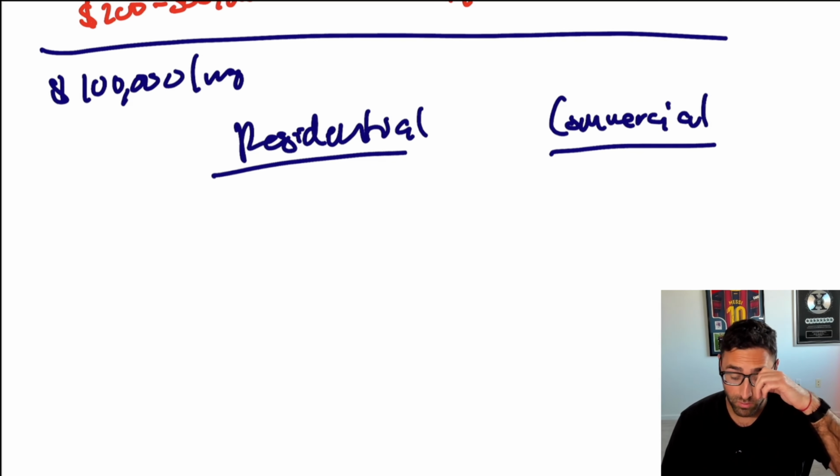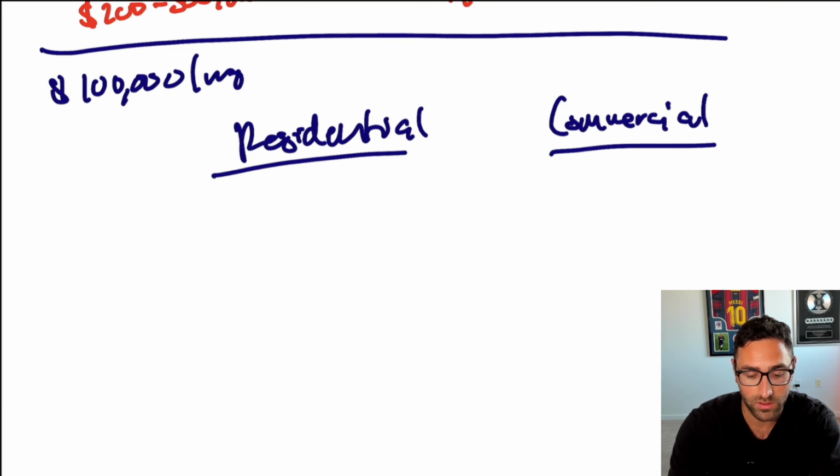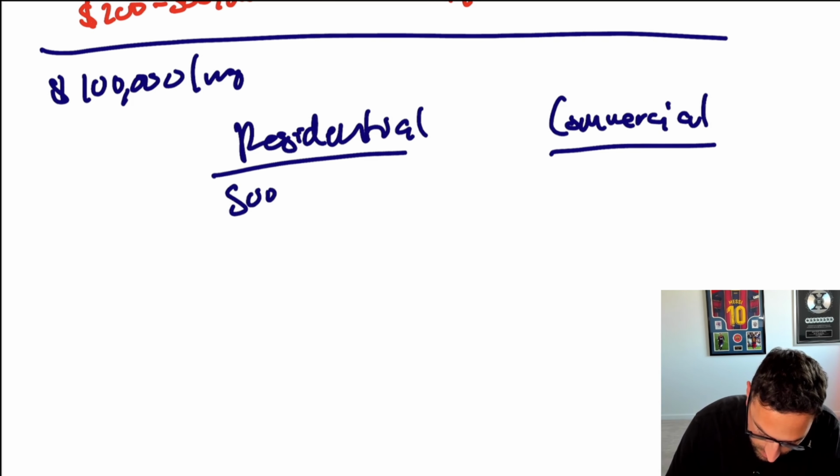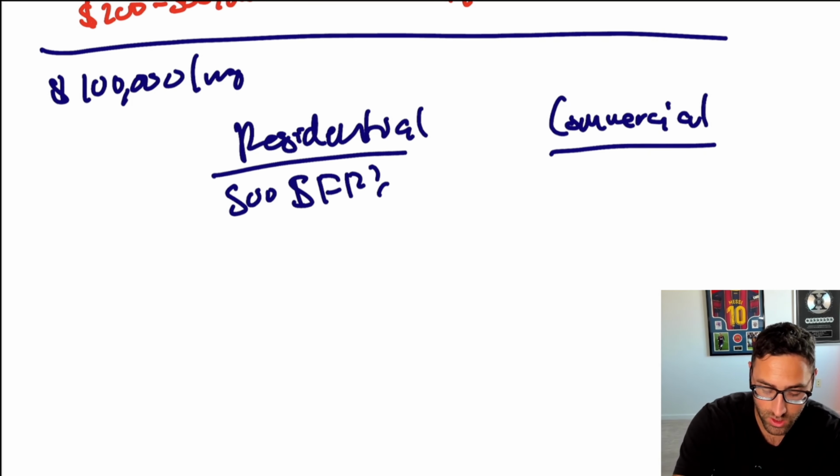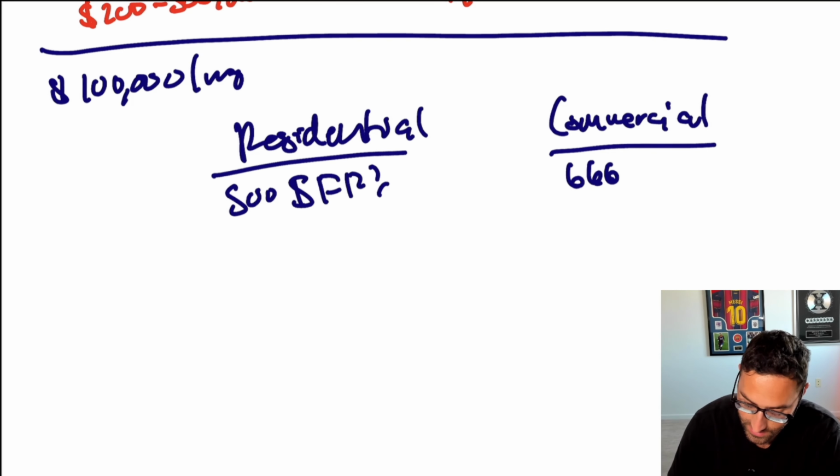If we're going to do a residential property, we would need $100,000 divided by $200 per door, which is 500 units. 500 single-family homes. It's insane. You would need a ton of single-family homes to get to that goal of $100,000 a month free cash flow. Commercial properties, now, you would need $100,000 divided by $150 per door, which is 666 units.